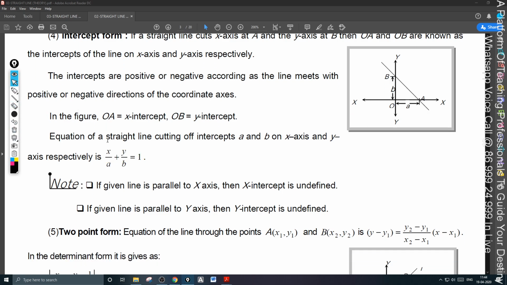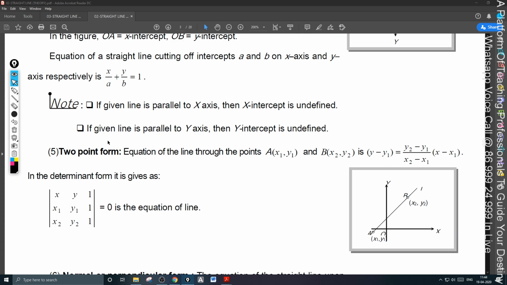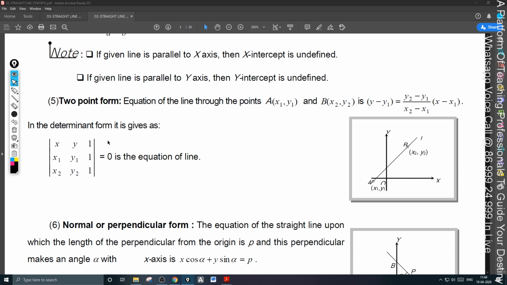Okay, now coming to the next one, the two-point form. The two-point form is this one: y minus y1 is equal to (y2 minus y1)/(x2 minus x1) into (x minus x1). It is very much similar to the previous form, which is y minus y1 is equal to m into (x minus x1). Here in place of m, you get (y2 minus y1)/(x2 minus x1). So this is nothing but the two-point form, and in the determinant form it is shown like this.